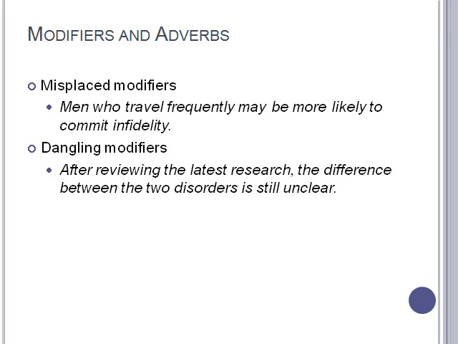So an example would be, after reviewing the latest research, the difference between the two disorders is still unclear. Okay, well, who reviewed the research? Or who's the subject of that? Because here, the only subject in the sentence is the difference. So, for this modifier, after reviewing the latest research, who did that? Well, I guess the difference reviewed the latest research, and then the difference was unclear. Okay. So that would be a dangling modifier and poorly worded.